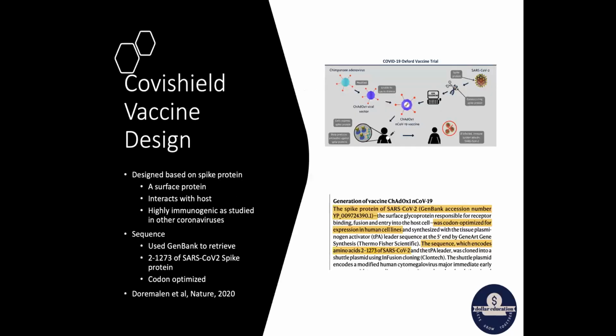And the third part is the Covishield vaccine design. This is a publication in Nature 2020, where they have shown their design idea, the COVID-19 Oxford vaccine trial. They started with the SARS-CoV-2 protein, and then chopped out certain sequences. They started with the spike protein of SARS-CoV-2, taken from a GenBank accession. GenBank is again a biotech resource, and then they codon optimized it. So again, they are using codon optimization methods to have a better design.